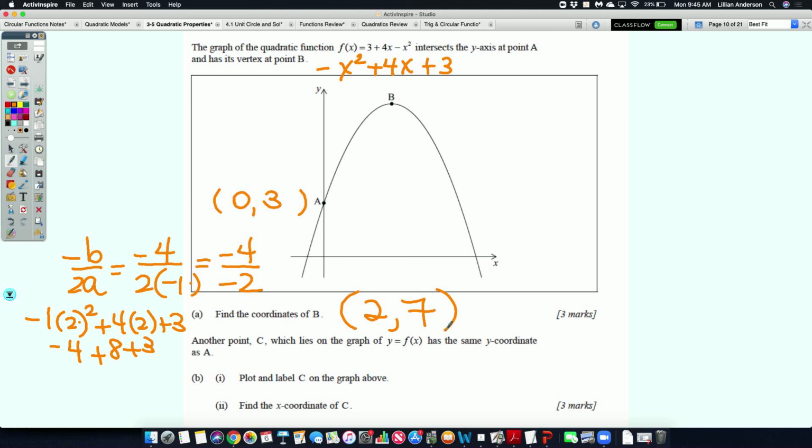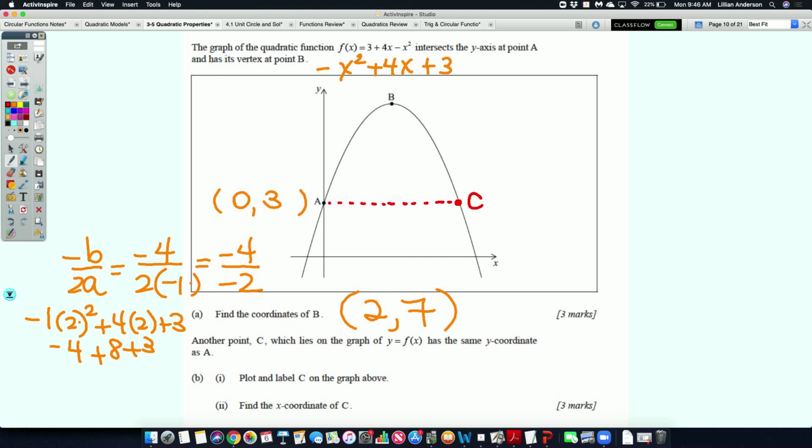Now it says another point C, which lies on the graph of y equals f of x, has the same y coordinate as A. If it has the same y coordinate as A, you have to plot and label C on the graph above. If it has the same y coordinate, where is C located on that graph? 3 at least for the y. And so it basically should be where? Next to A, or is it on the opposite side? Opposite side.